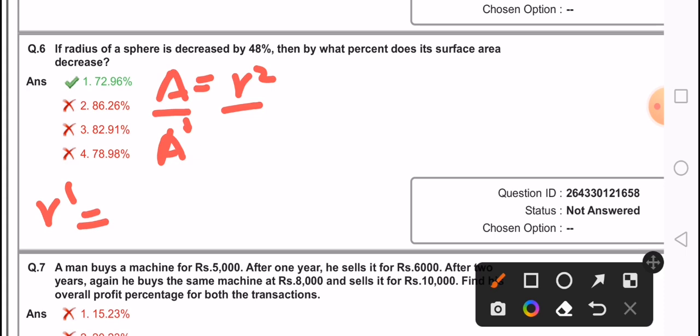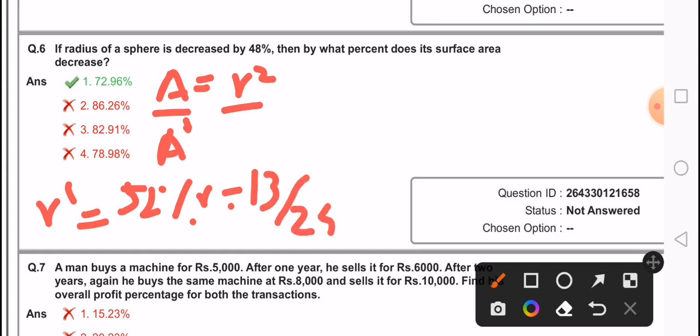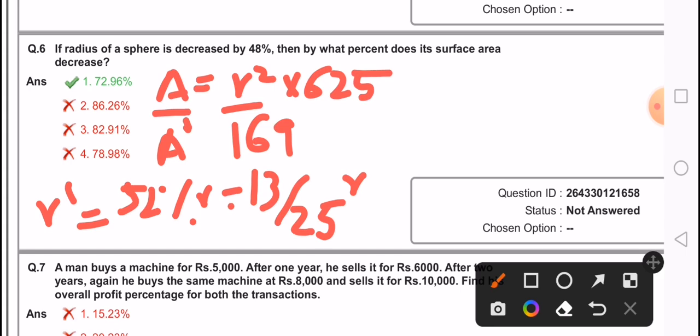It said that it is decreased by 48%. So 100 minus 48, 52% of r. Now 52% of r means what will be the ratio? It would be 13 by 25 of r. Now we substitute it like this only, but we have to square it because r square is the value. So it would be 169 into 625 by r square.